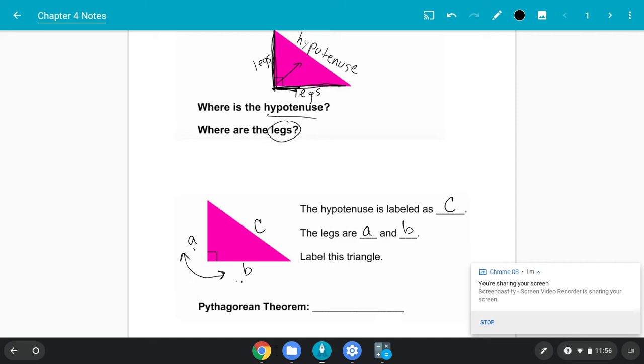The Pythagorean theorem is a squared plus b squared equals c squared. This one here is always alone. The other two go together. So it says that if you square this number and square this number, it's going to equal that number squared.